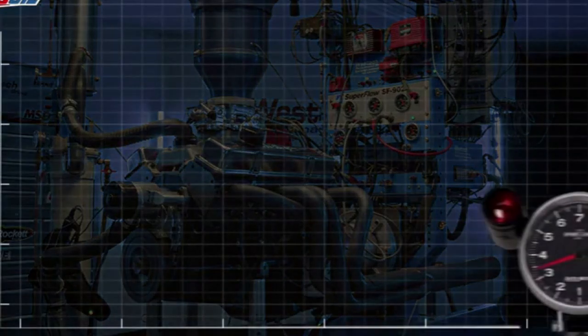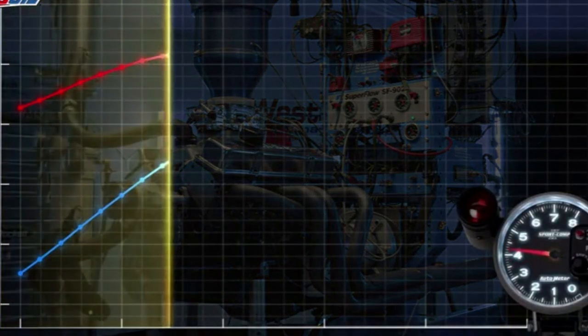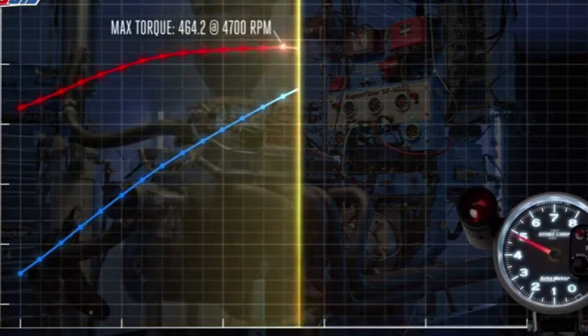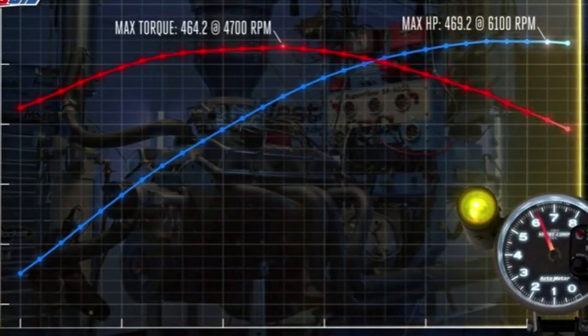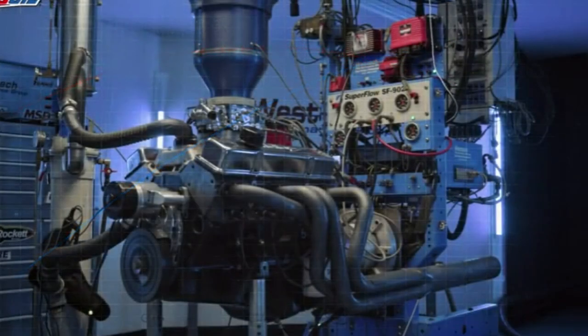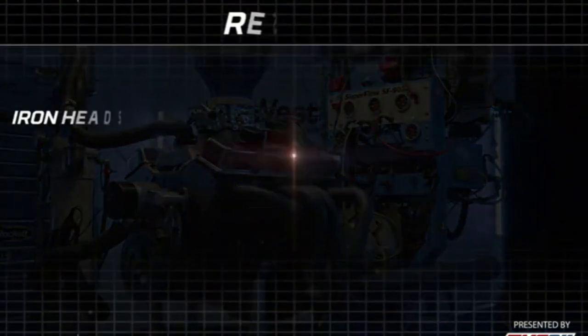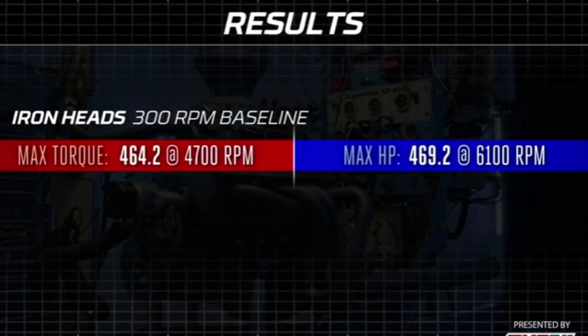So first up here, we're going to do a regular straightforward dyno pull as we always do at an acceleration of 300 RPM per second and see what our baseline power is. Here's our final power numbers for our baseline on our 383. It made 464.2 pound-feet of torque at 4,700 RPM, and at 6,100 RPM, it made 469.2 horsepower.